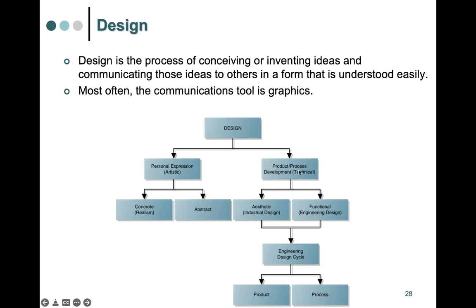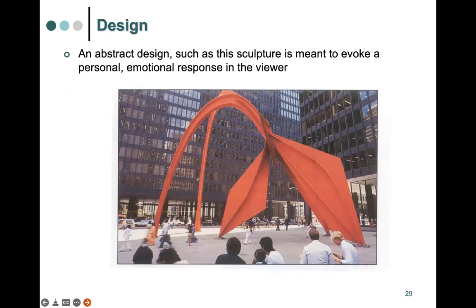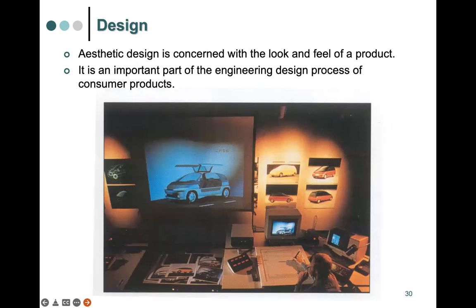So for product and process development, there is a functional engineering design and also the aesthetic, the industrial design, and it's actually included in the engineering design cycle, and it comprises products and also processes. This is an abstract design. Of course we don't know the functionality, but for aesthetics also, we want it to be nice. It should look good.